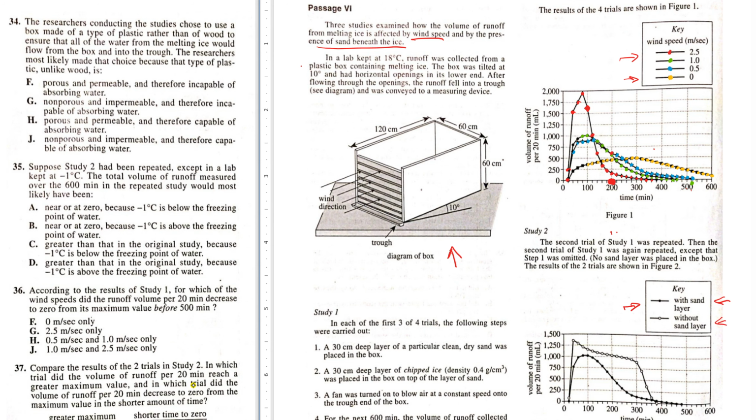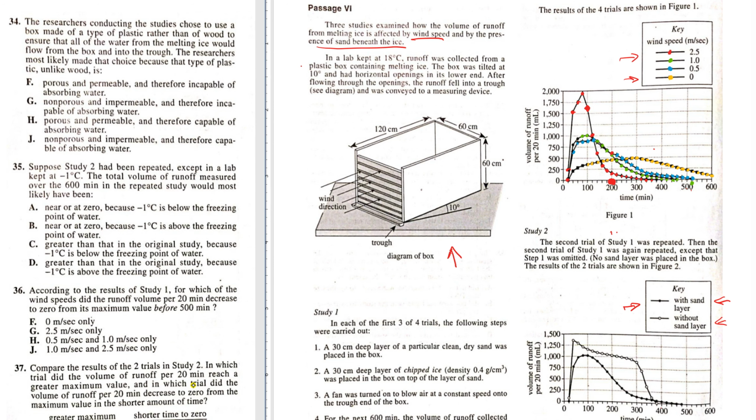The researchers conducting the studies chose to use a box made of a type of plastic rather than of wood to ensure that all of the water from the melting ice would flow from the box and into the trough. The researchers most likely made that choice because the type of plastic, unlike wood, is F. porous and permeable and therefore incapable of absorbing water. Well, both of those are wrong. It's not porous. It's non-porous and impermeable, yes, and therefore incapable of absorbing water.